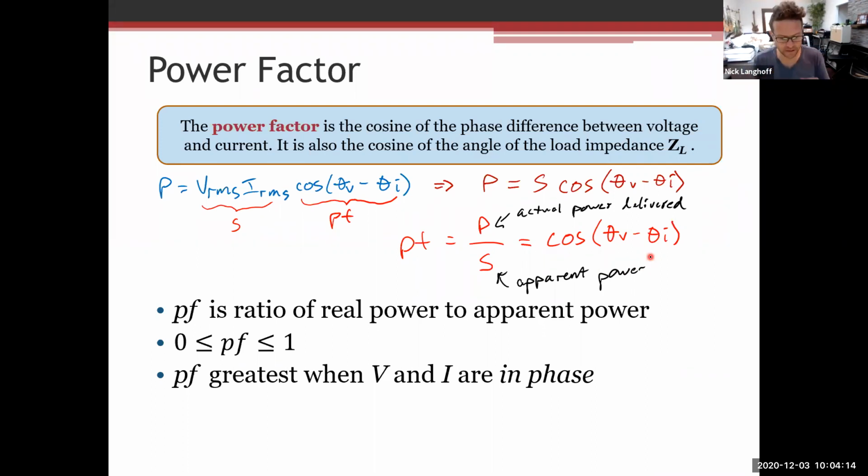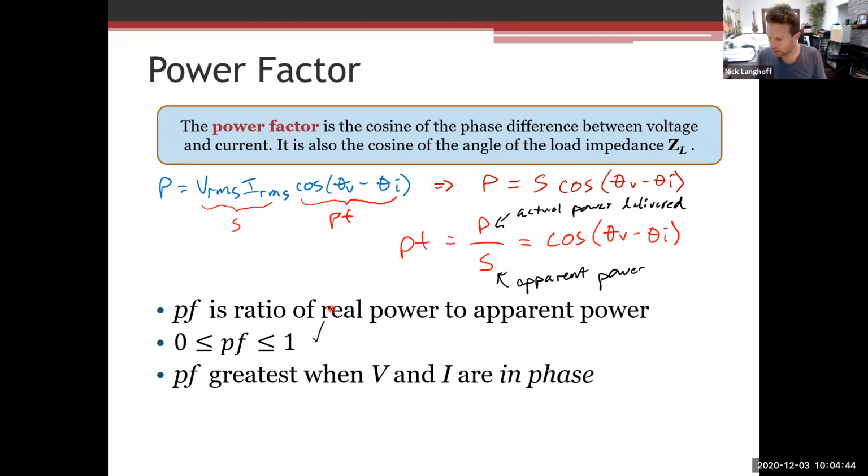That means the power factor can be between 0 and 1, right? The cosine actually goes between plus and minus 1, but the phase angle between voltage and current is always between 0 and 90, right? And so the power factor is greatest when the voltage and the current are in phase.